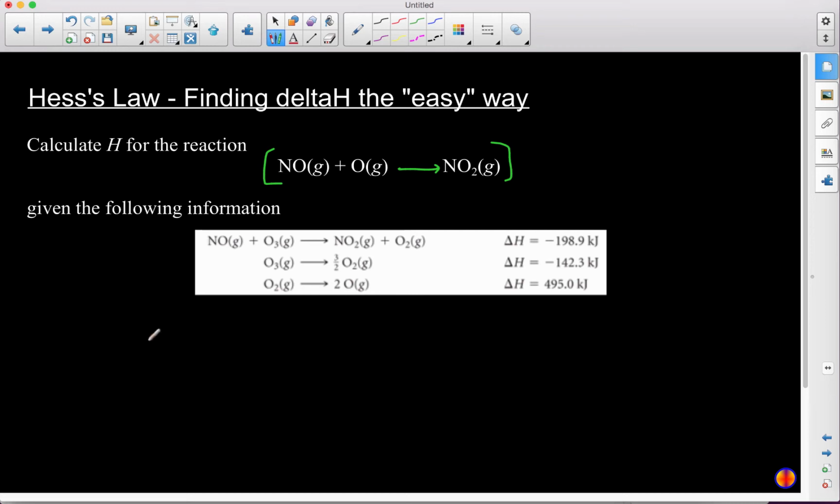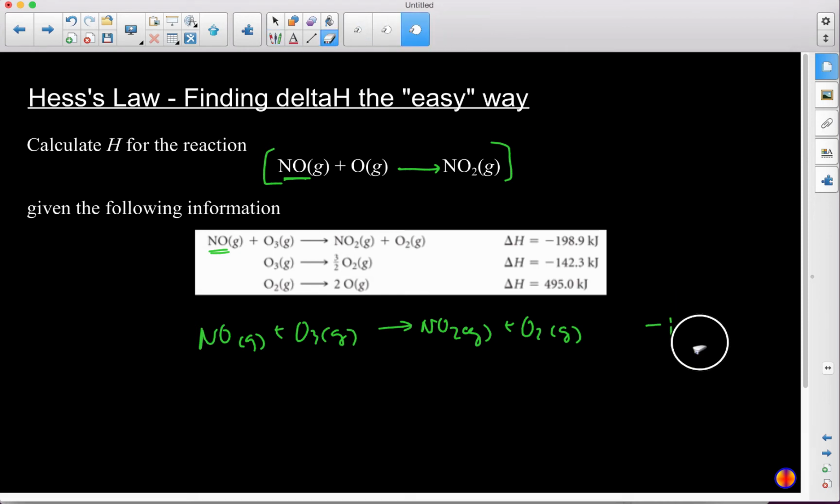So what I like to do is make sure I get everything on the right side first. If I know that NO has to be a reactant, I need to look through all my options and find NO as a reactant. And so I'm going to use that one: NO gas plus O3 gas gives me NO2 gas plus O2 gas. And I left this reaction as written, which means that this is going to stay negative 198.9 kilojoules.